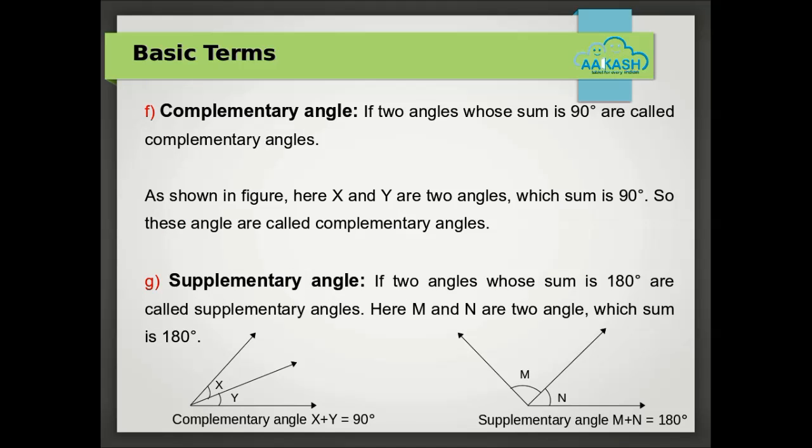Complementary angles. Any two angles whose sum is 90 degrees are called complementary angles. In the figure, X and Y are two angles whose sum is 90 degrees. So these angles are called complementary angles. Supplementary angles. Two angles whose sum is 180 degrees are called supplementary angles. Here M and N are two angles having a sum of 180 degrees.